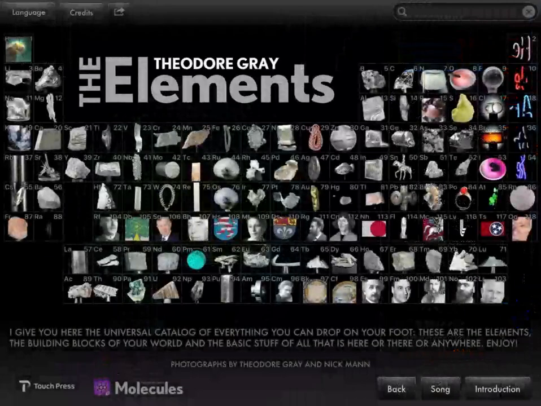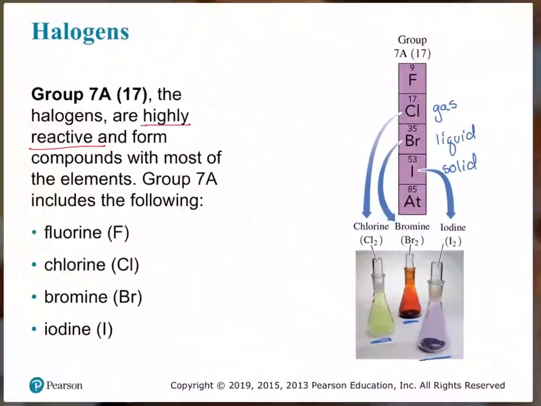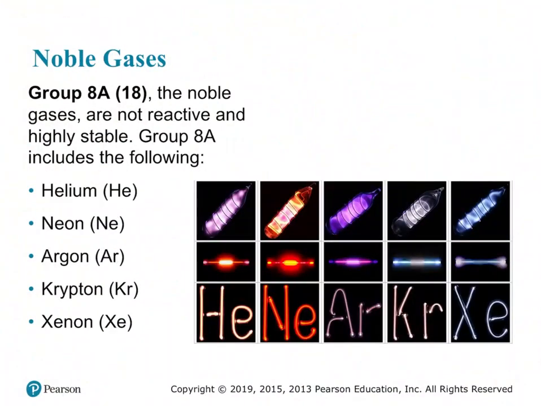Okay. Now, the last group we're going to talk about are the noble gases in group 8A or 18. So the noble gases are not reactive at all. You really have to put in some energy for them to be reactive. So that means that they're highly stable. So this includes helium, neon, argon, krypton, and xenon.